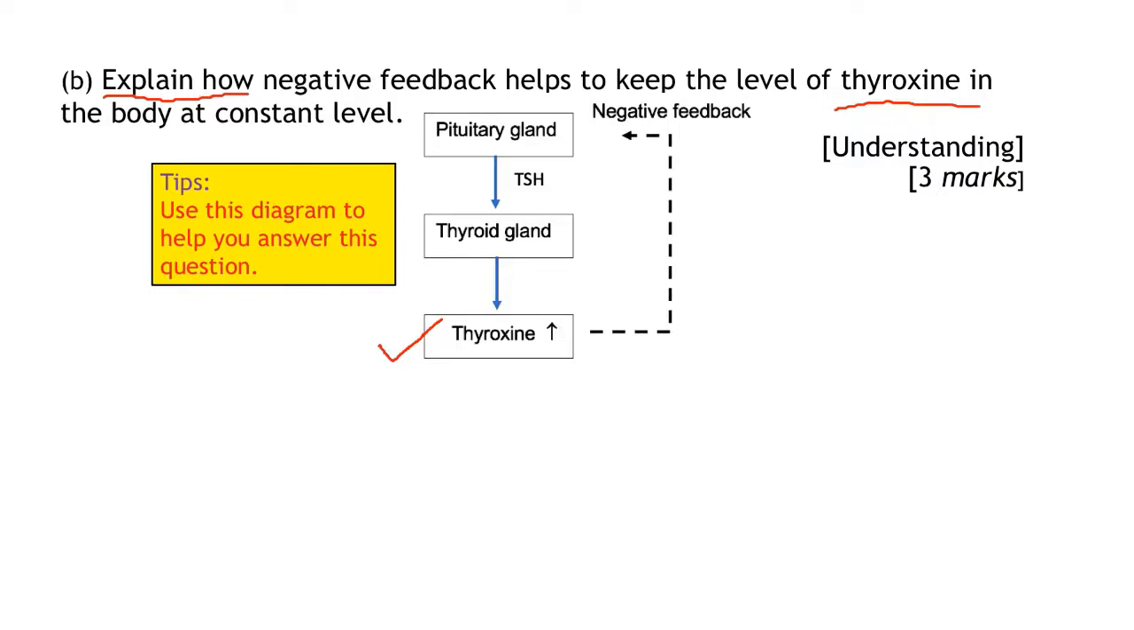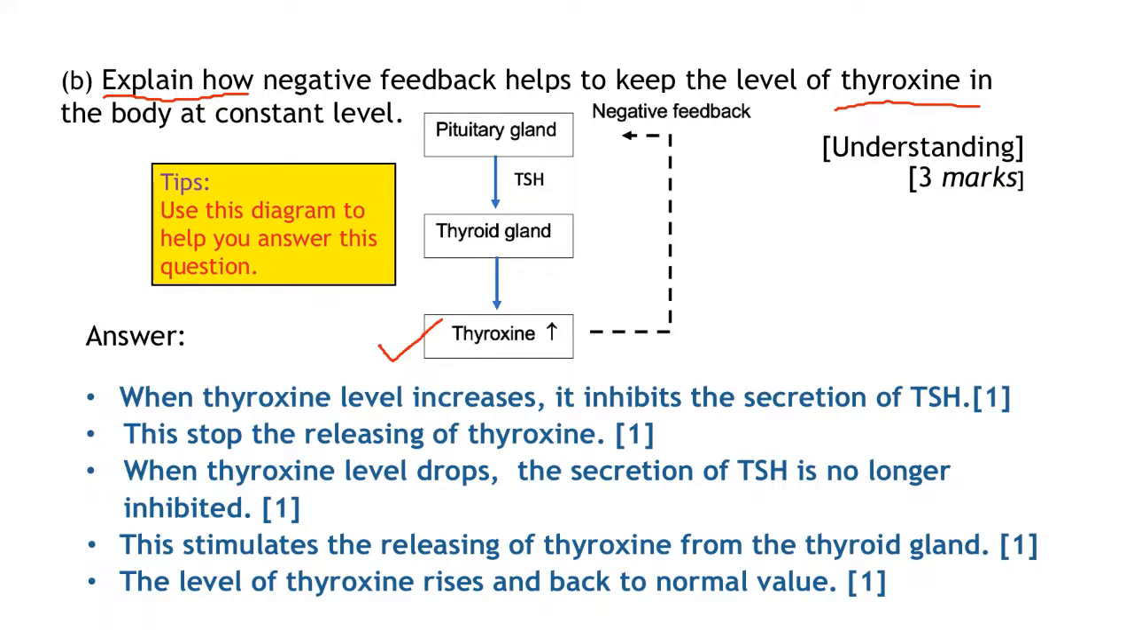So negative feedback mechanism will be carried out when the tyrosine level increase. We look at the sample answer. When tyrosine level increases, negative feedback mechanism is carried out, which inhibits the secretion of TSH from the pituitary gland. So this stops the releasing of tyrosine from the thyroid gland.